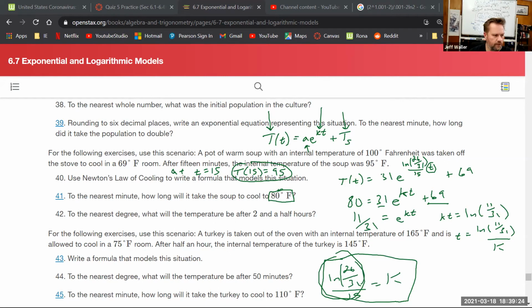So natural log of 11 divided by 31. What I'm going to do is divide by parentheses, put in there what K is: 26 divided by 31, divided by 15. So let me show you what I'm doing.